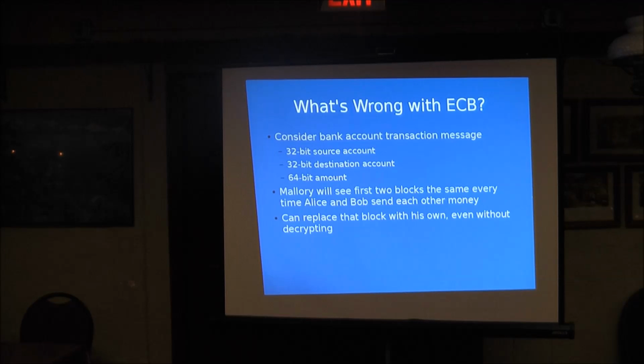That means he could put in a transaction of his own, get his encrypted account number out of it. Then when he sees Alice and Bob send each other money, he rips out the destination account and puts his own in. He didn't have to decrypt anything. He just had to know there was some underlying structure to the data.